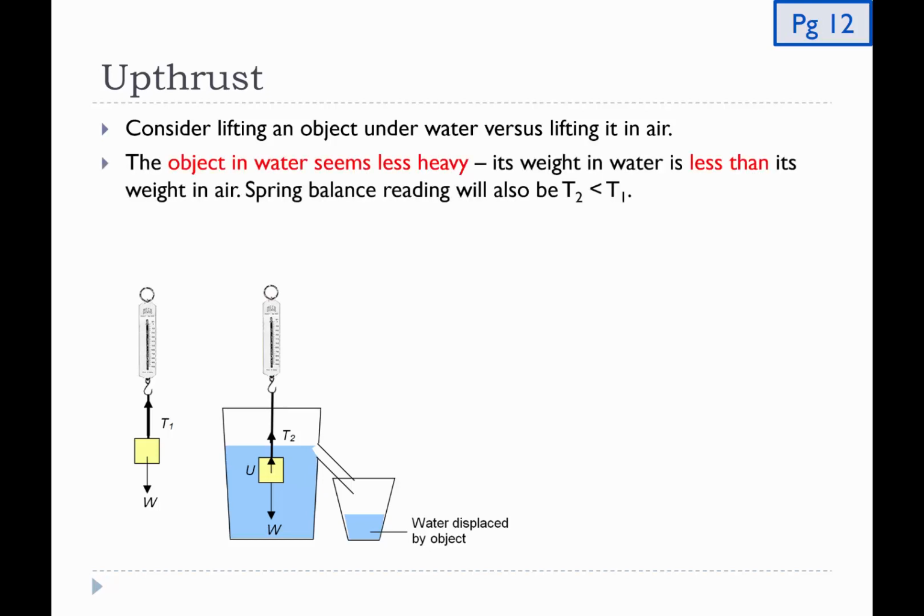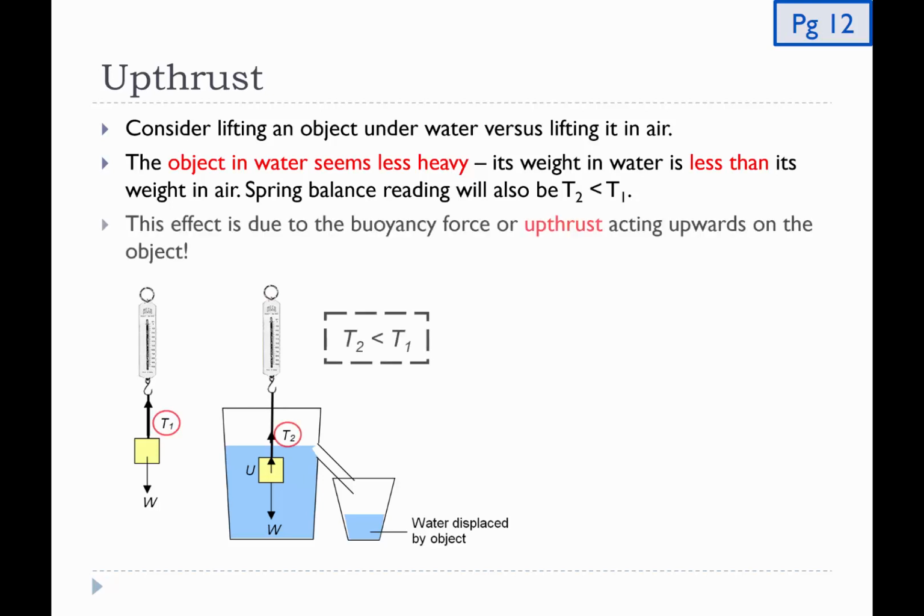So the object in the water seems less heavy. Some everyday experience as well: when you're swimming, you probably also feel that you are lighter in the water versus when you're standing on concrete ground in air. The effect here is because there's a buoyancy force or upthrust acting upward on you. So this will result in T2 being less than T1.